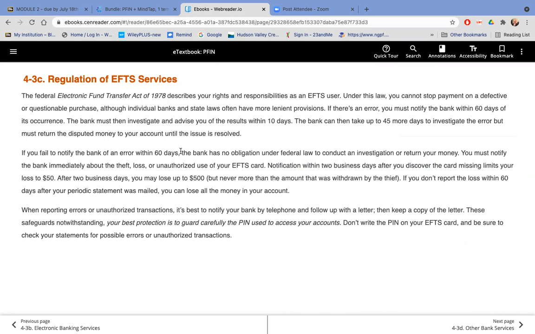but they have no huge obligation to make sure your money is returned. So one of the problems with using the debit system is that it's very difficult to stop a defective payment. Credit cards are much more suited for that type of protection than debit cards. There's more protection and more insurance on that. So just to know your rights, you want to read this section carefully and make sure you understand the time limits that you're under.